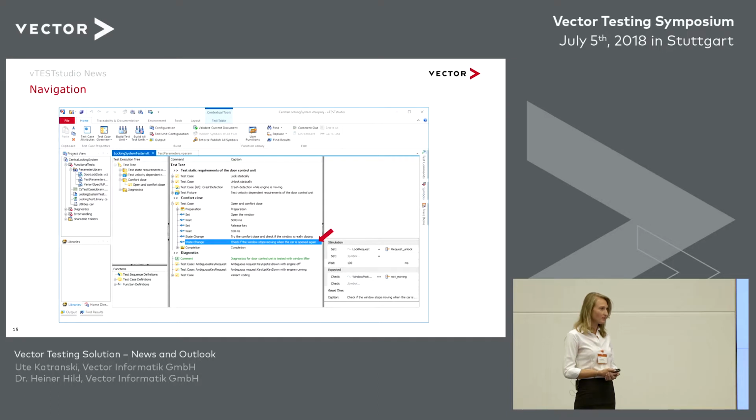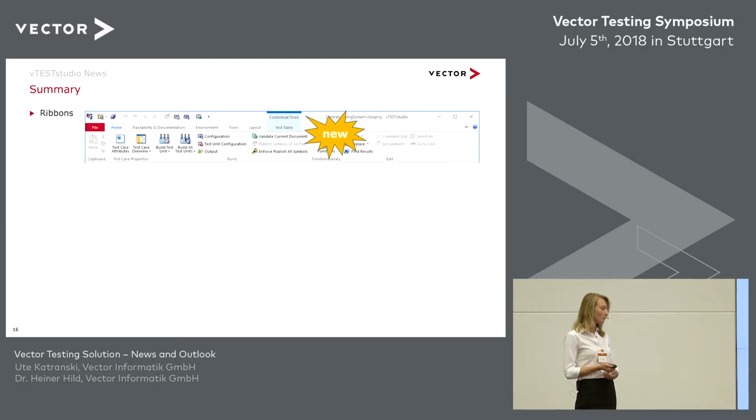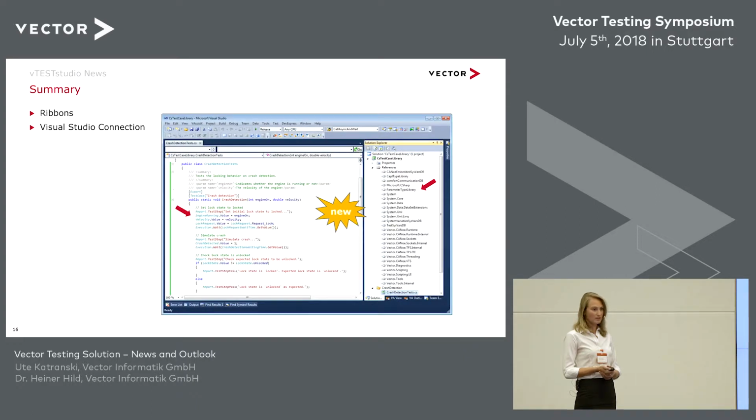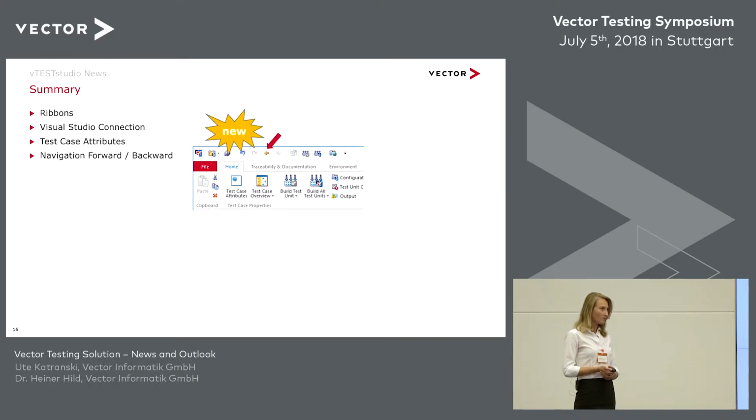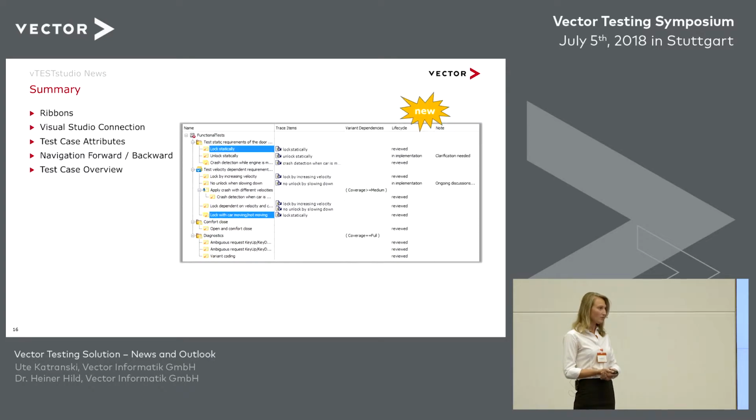This is how the cycle is completed. Test design, very briefly. Let me try to summarize. What have we seen? What are the new features? We've got the ribbons. We've got the dedicated connection to Visual Studio. We've got the test case attributes, navigation forward, backward in VTest Studio. And that's true for all design editors and across the limits of data there. If you say go to parameters, then you will go back to where you came from.